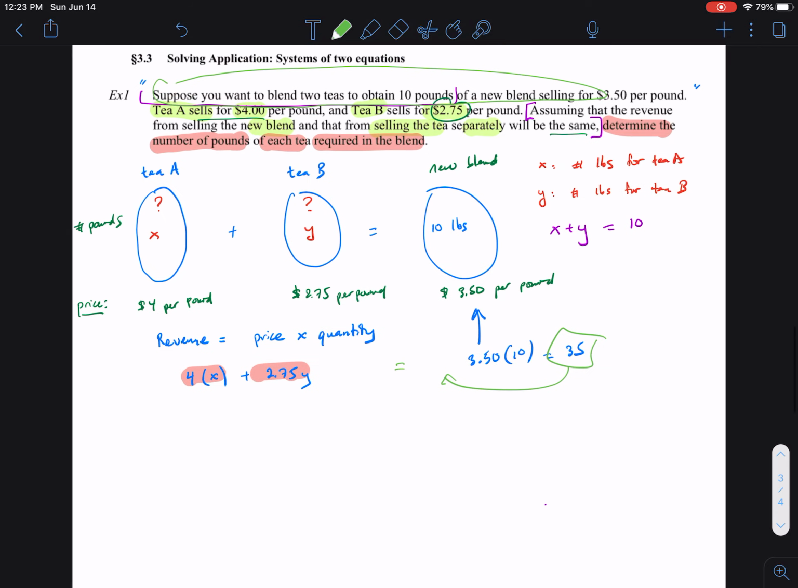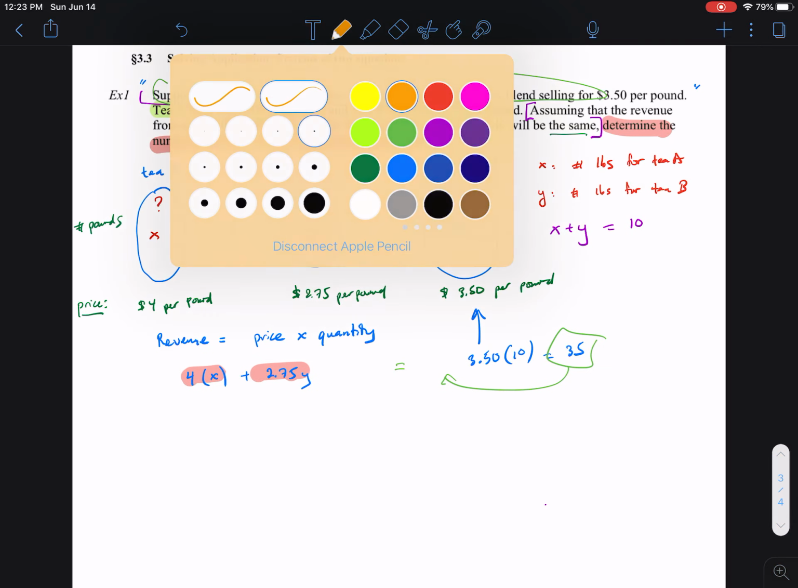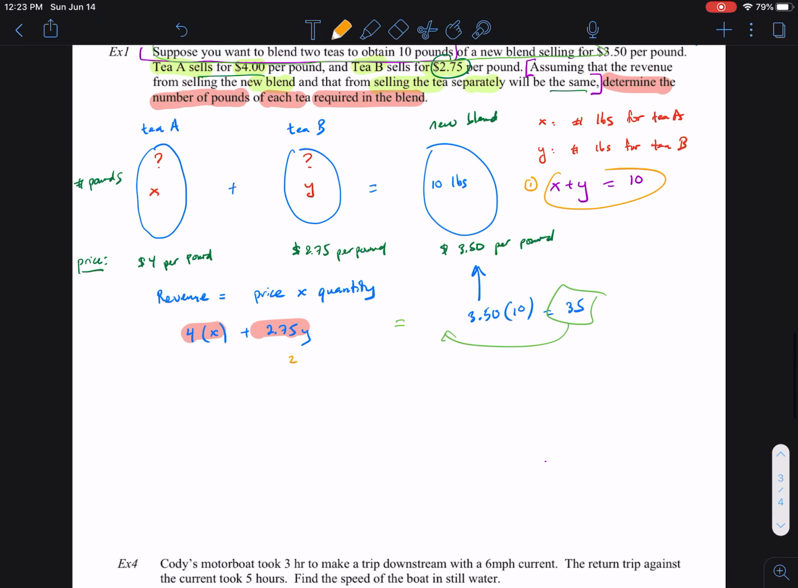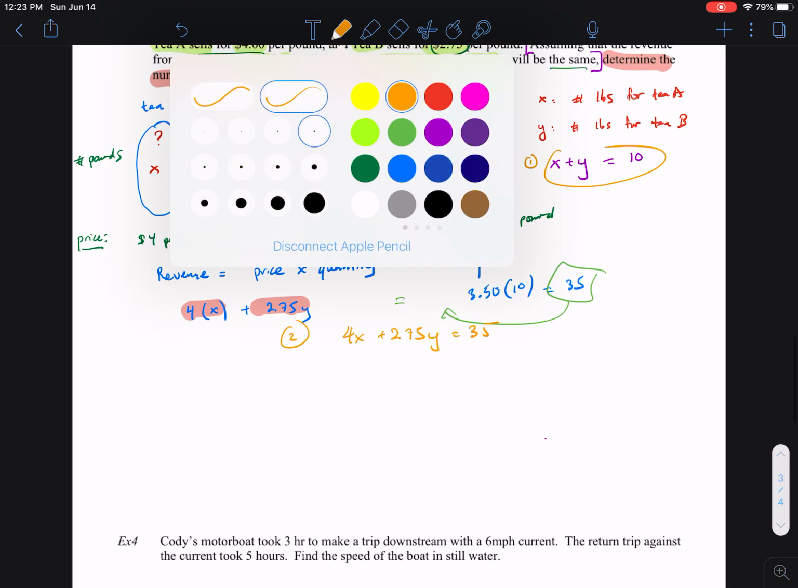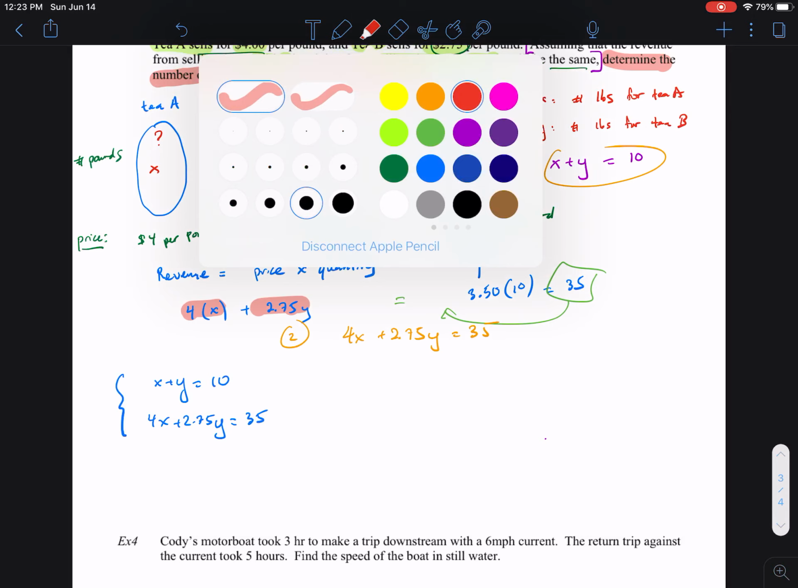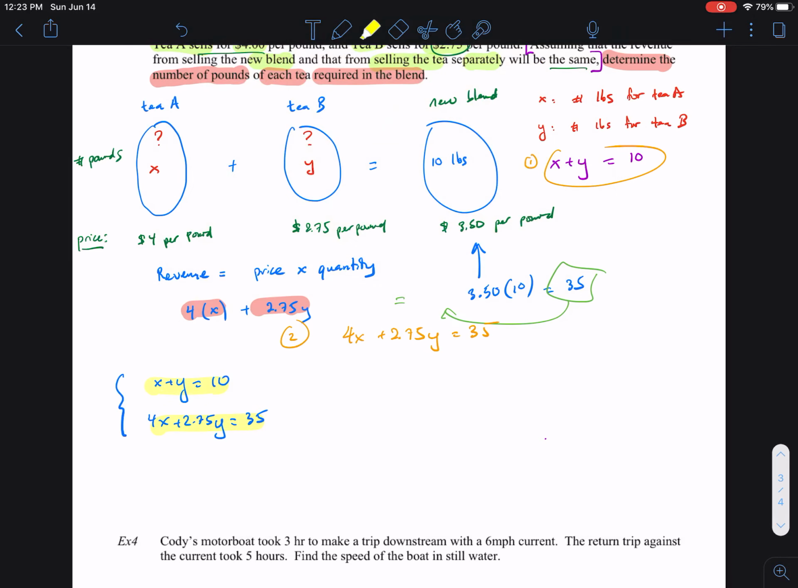So we have two equations that we can put together. Equation 1 is the quantity equation, and equation 2 is the revenue equation. I'm going to rewrite this as a system of linear equations. X plus Y equals 10. 4X plus 2.75Y equals 35. This is the revenue equation, and this is the quantity equation.